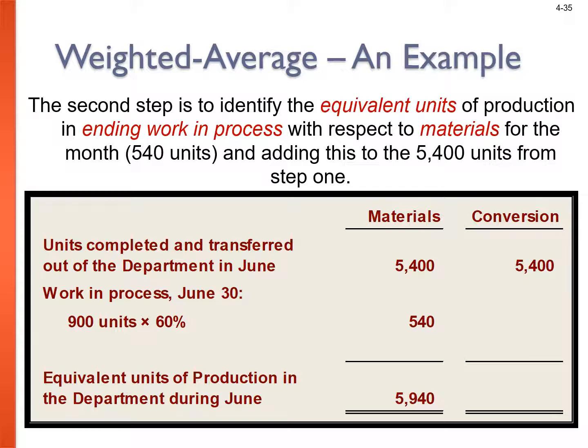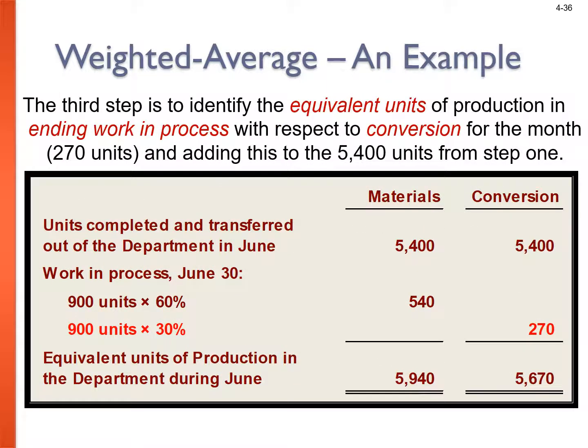With regards to conversion, they were only 30% complete. So to translate those 900 units into equivalent units for purposes of conversion, 270 of the units would have been completed, for a total of 5,670. So the equivalent units of production in that department during June are listed. So that's our first step, determining those equivalent units.